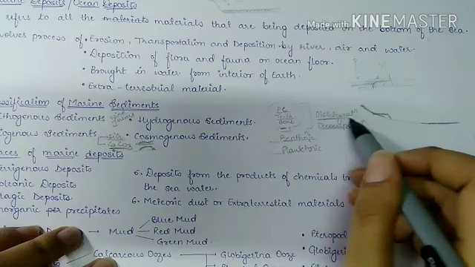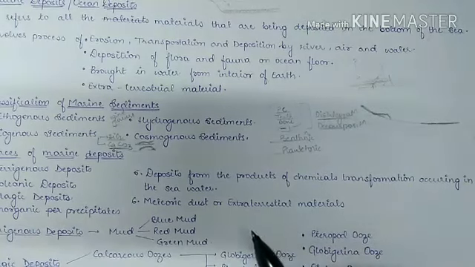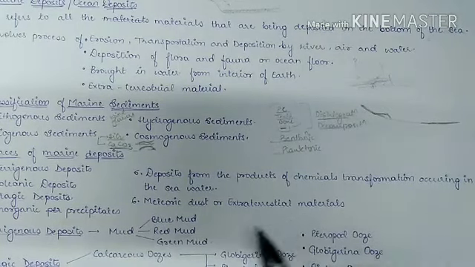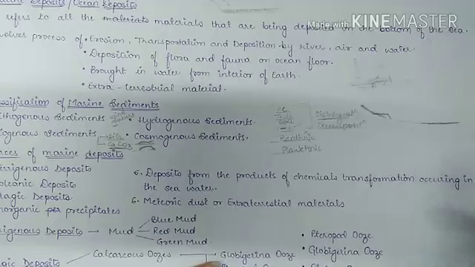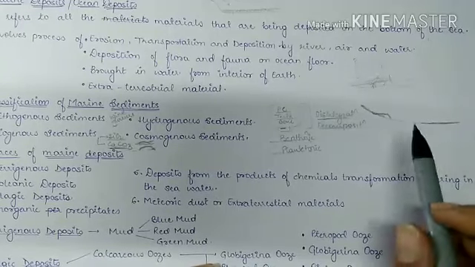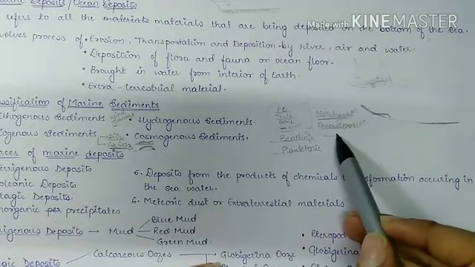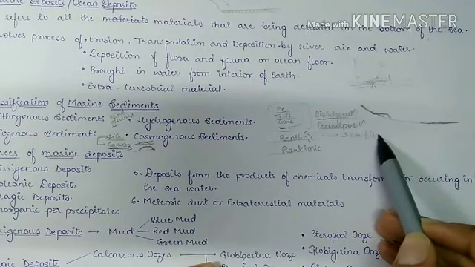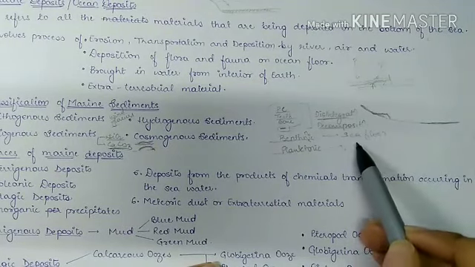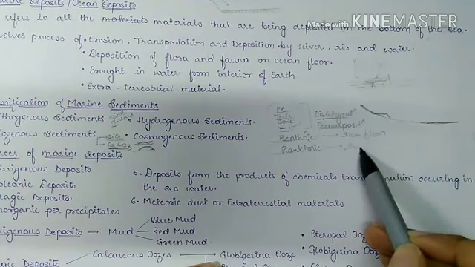Then we have planktonic. Planktonic sediments are formed on the floor of the deep ocean basin from the remains of animals and plants which live in the subsurface layer of the ocean, where sunlight is able to penetrate. So this is on the sea floor, and these are on the subsurface layer.